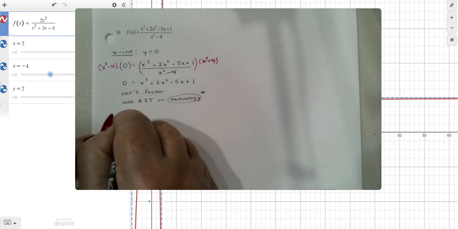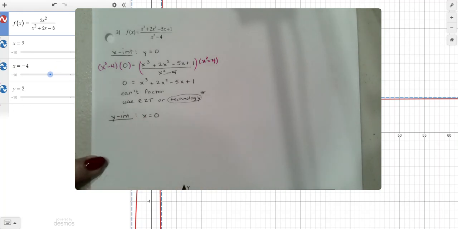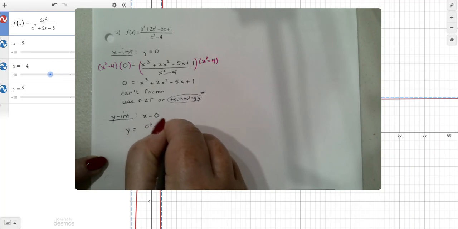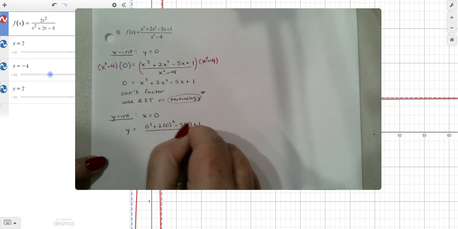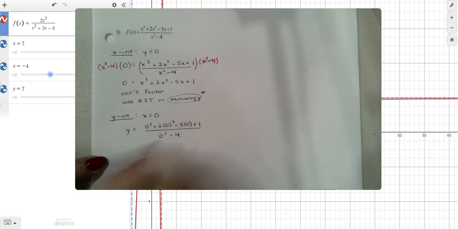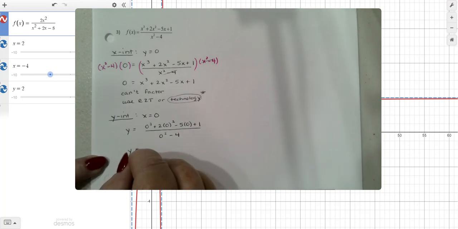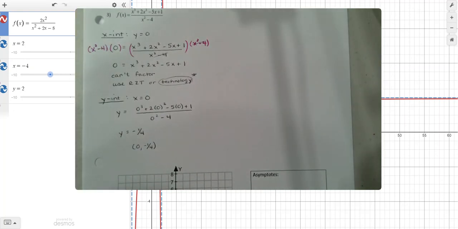All right, let's try the y-intercept, setting x equal to 0. And everything becomes 0 except the 1 and the negative 4. So y would be negative 1/4. And there is my y-intercept. I'm just going to quick plot that on my graph.